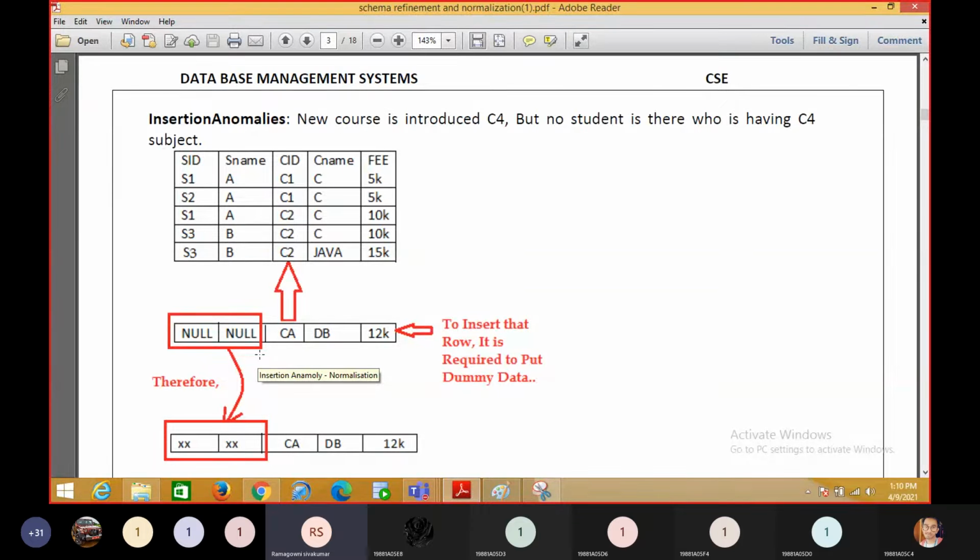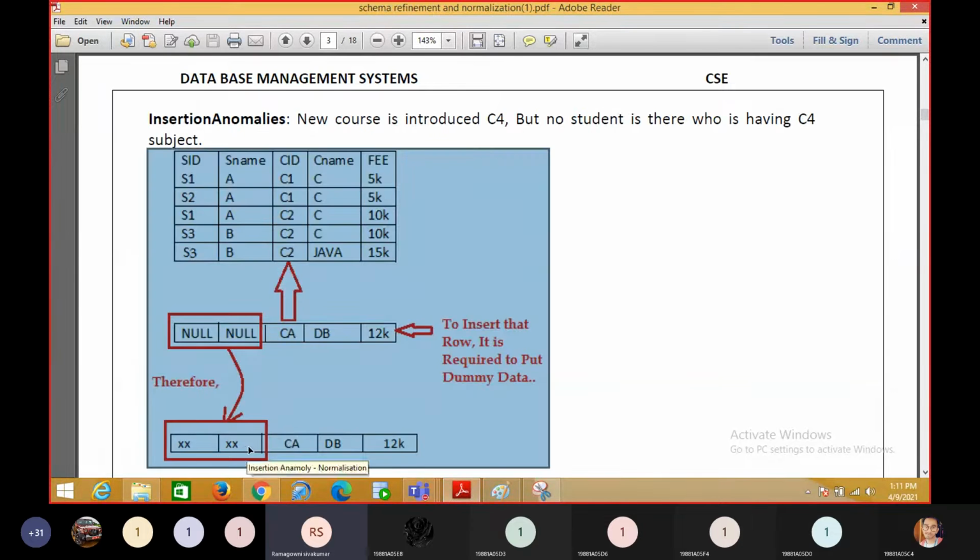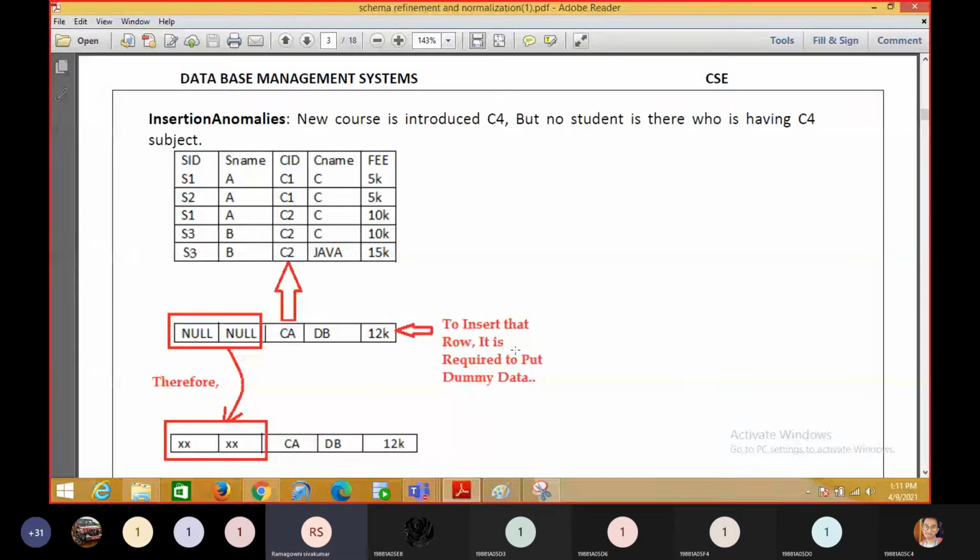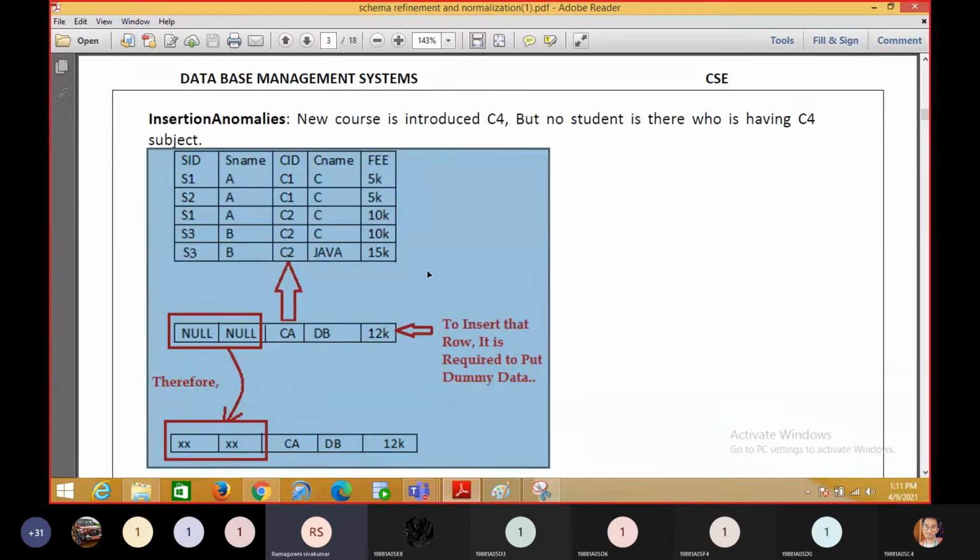Instead of null, what if you want to perform some operations in the middle? So we need to store some dummy data in the table instead of null. Therefore it consists of an insert problem. To insert the row, it is required to put dummy data. That's what insertion anomaly is. Are you understanding?